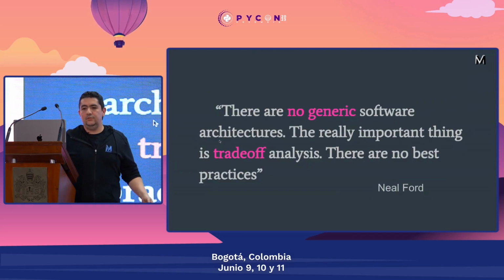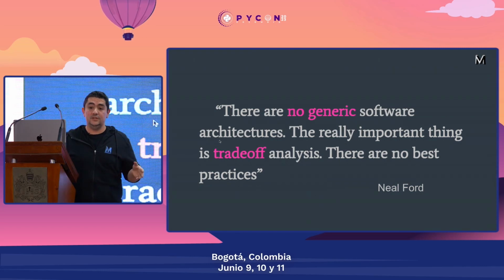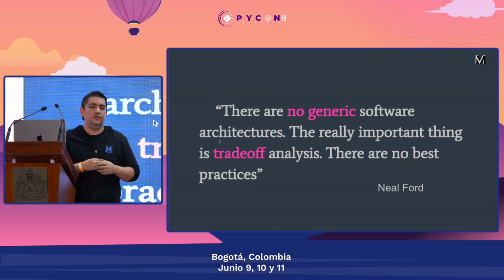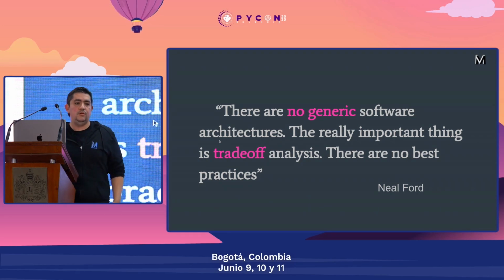So finally, one conclusion that you will find in the most widespread books: there are no generic software architectures. The really important thing is trade-off analysis. There are no best practices, but hopefully now, with these tools for how to think about systems and how to approach your programming craft, you will have more tools to solve your problem.